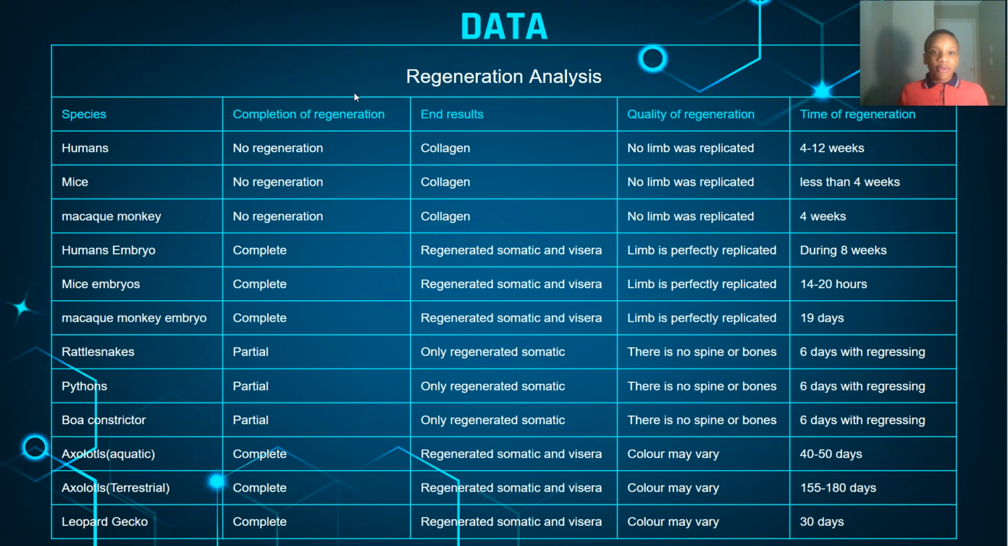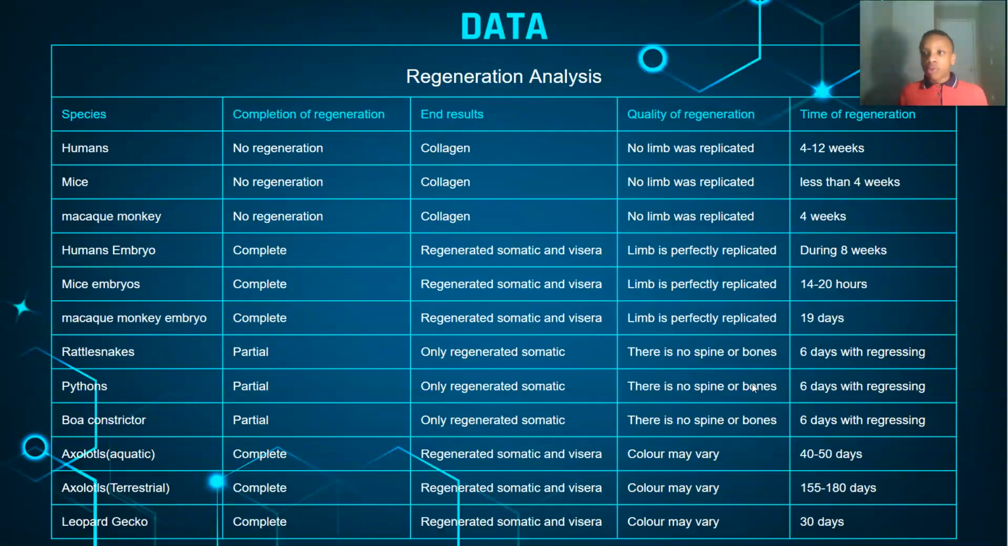My data analysis for this regeneration shows the results for various species. My first three species are mammals: the human, mice, and the macaque monkey. There was no regeneration and no limb was replicated. It took about 4 weeks to form collagen. But in the case of their embryos, they were actually able to regenerate both somatic and viscera perfectly in a much shorter time. My snakes, rattlesnakes, python, and boa constrictors all regenerated partially because there was no spine or bone.